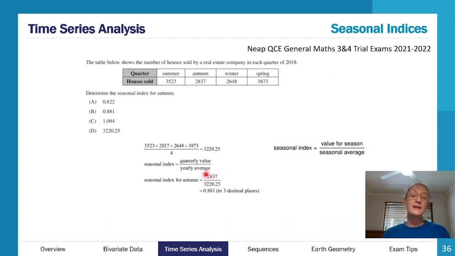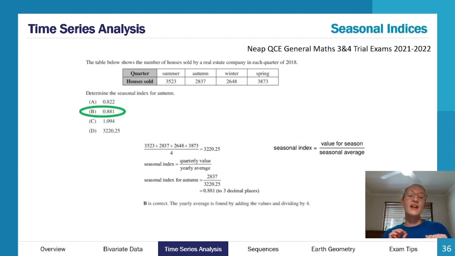So we have this number here, the value for autumn, and this here is the average of all of the seasons. So I can already see that the value for autumn is lower than the seasonal average. So I'm already starting to figure out that my seasonal index is going to be below 1, because I can already see that my value for the season is lower than the seasonal average. So I know that it's going to be lower than 1, which is what we have here. And so that's the process that we've done there.